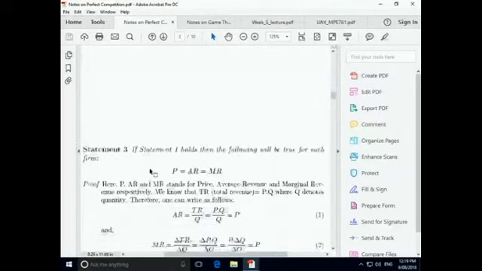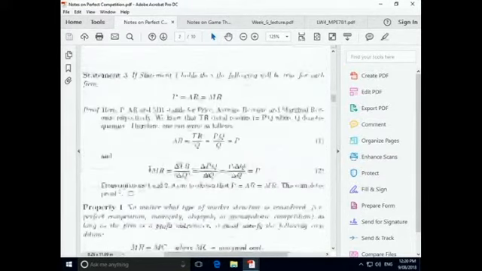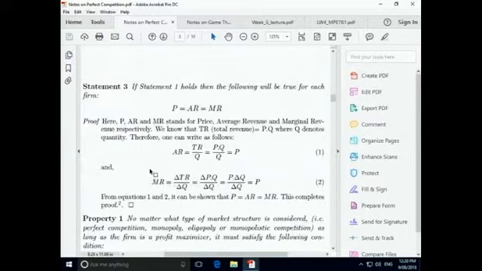Now statement 3. Look at this statement 3. It says that if statement 1 holds, so what is statement 1? Go back to statement 1. It says the firm has no market power, right? So if the firm has no market power, then you will always find this to be true: price equals average revenue equals marginal revenue. Now I'm going to prove it. How and why?